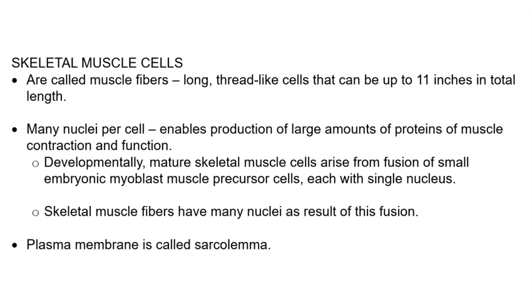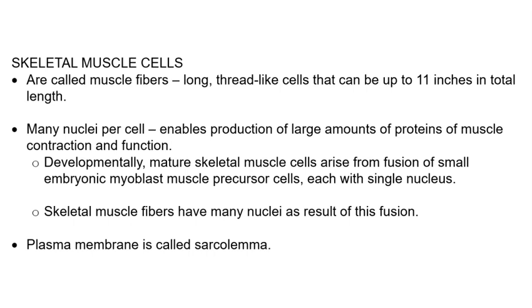Typically, large or long cells possess many nuclei to aid in the control of the cell, in addition to coordinating production of large amounts of proteins and enzymes for that cell. Developmentally, mature skeletal muscle cells arise from the fusion of small embryonic muscle precursor cells, called myoblasts. Each myoblast possesses a single nucleus. So skeletal muscle fibers have many nuclei as a result of the fusion of many individual myoblasts during development.